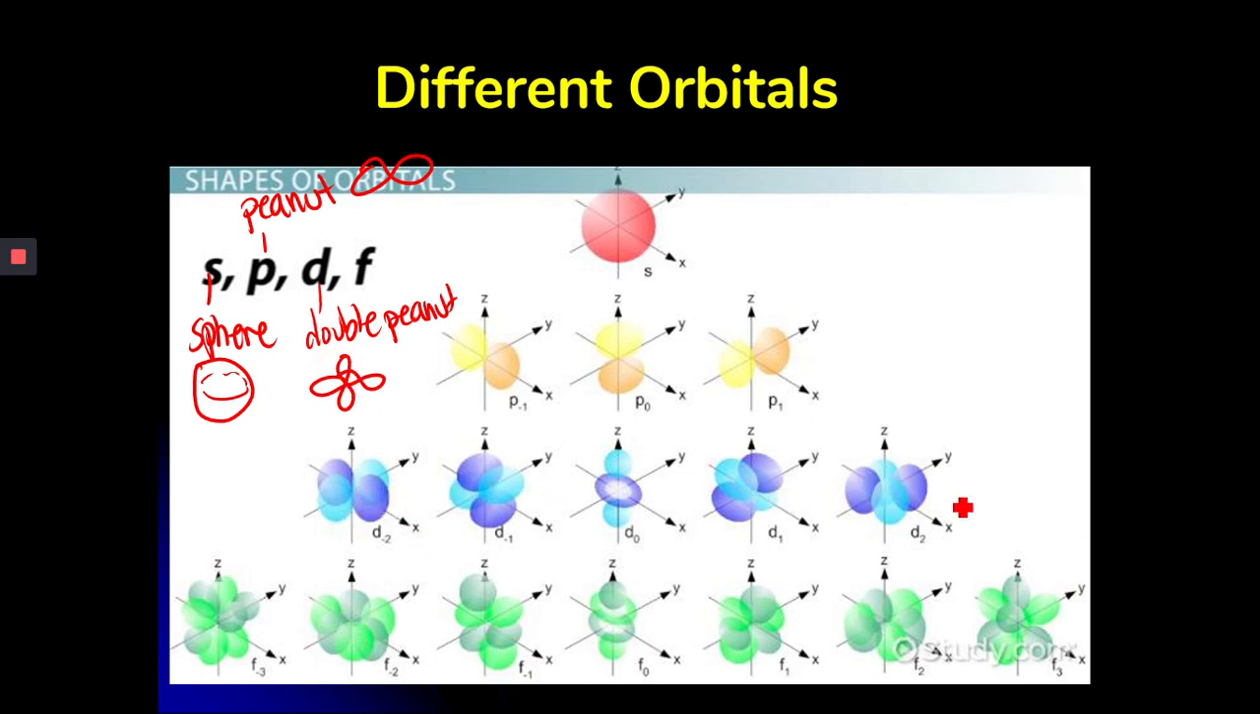And then there's 5 different variations. You don't have to be able to draw the 5 different variations, you just need to know that there's 5. F would be like a flower. And I've never seen a question to ask you to draw F because F can get very complicated to draw. But there are 7 different variations for the F.